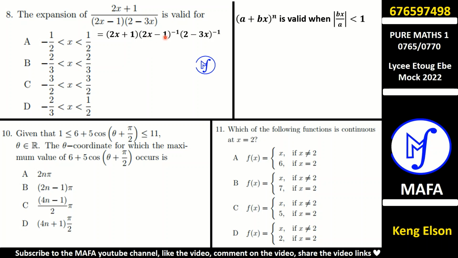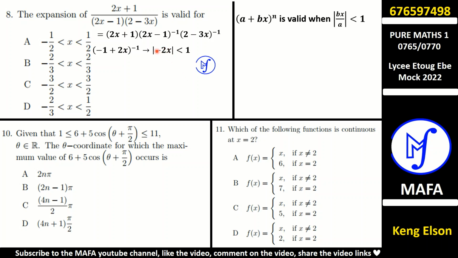Now 2x minus 1 to the negative 1 is the first expansion here. 2 minus 3x to the negative 1 is the second expansion. So we are going to get the validities of these two expansions. We take the intersection of those validities on the number line. The result will give us the validity of our given expansion. So let us begin with the expansion 2x minus 1, or negative 1 plus 2x. I wrote it this way because I want it to resemble a plus bx. So we clearly see that our bx is 2x and our a is negative 1. So bx over a becomes 2x on negative 1, which is negative 2x.